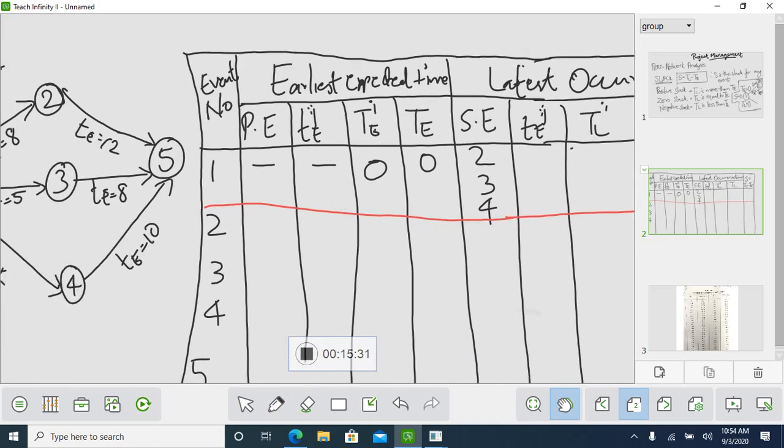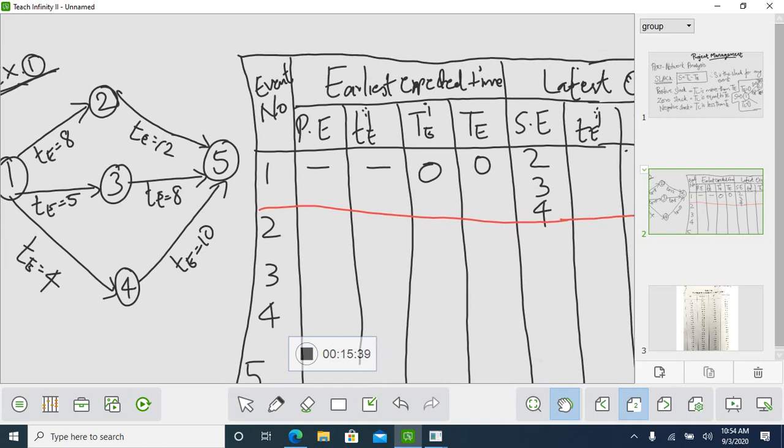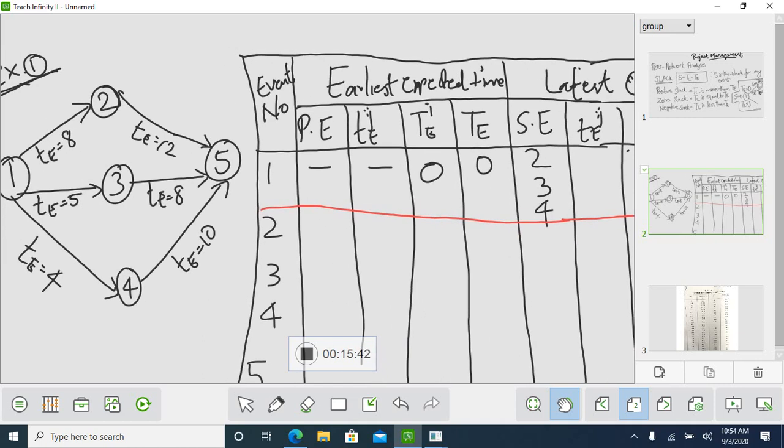So next you will be calculating the TEIJ. So TEIJ for T, what is TEIJ? For 2, what is TE? That is small t. If you take 1 to 2, what is TE? That is 8. So I will be writing 8.